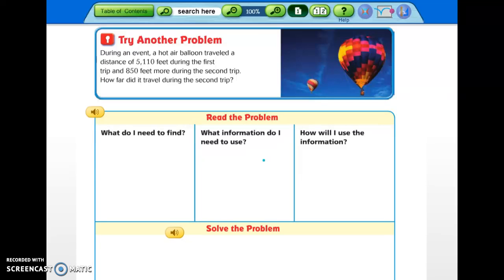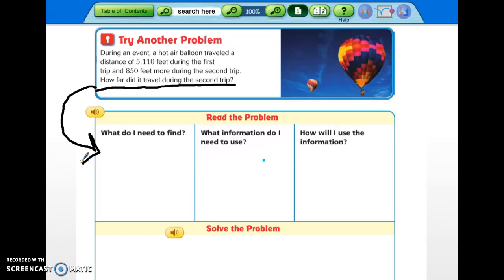Okay, so we're going to solve another problem on the next page. It says, try another problem. During an event, a hot air balloon traveled a distance of 5,110 feet during the first trip and 850 feet more during the second trip. How far did it travel during the second trip? So what do you need to find? We need to find how far it traveled during the second trip.